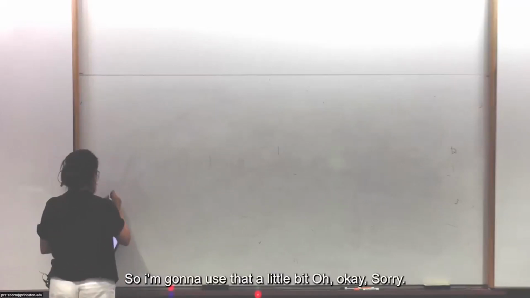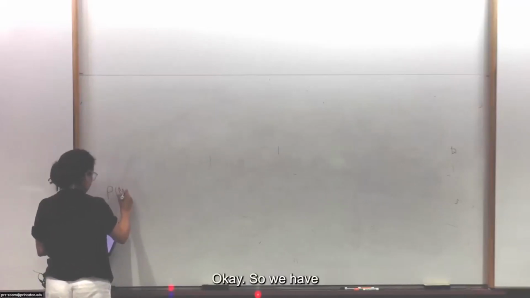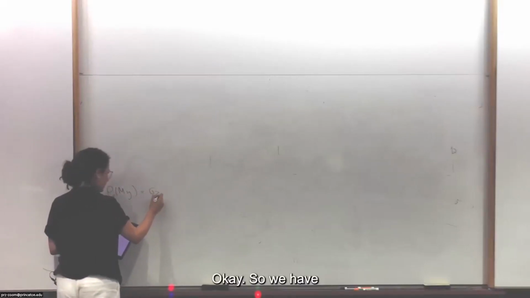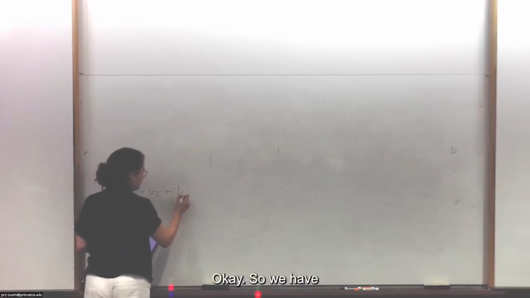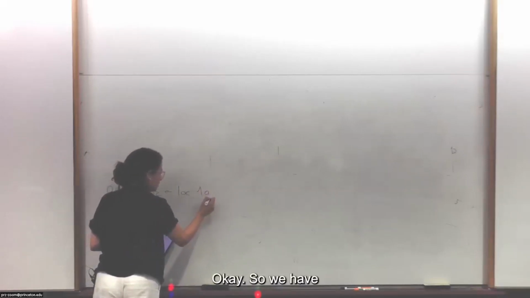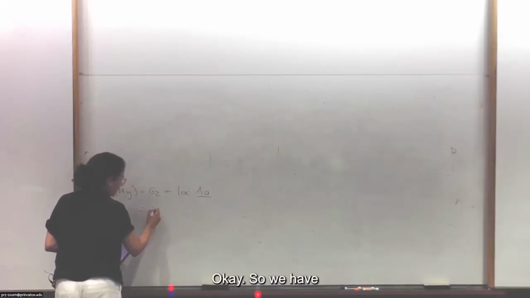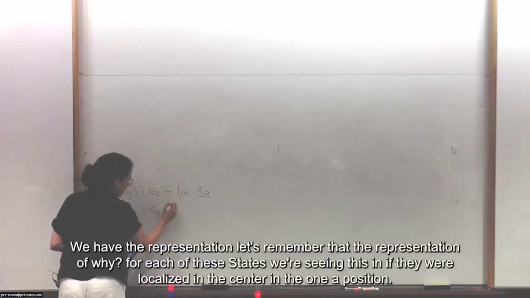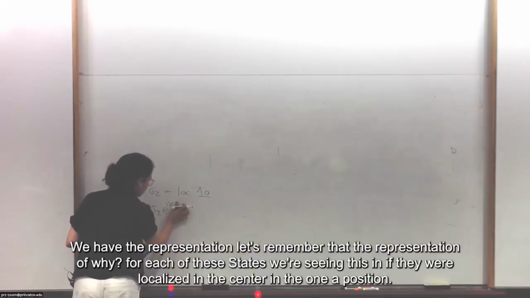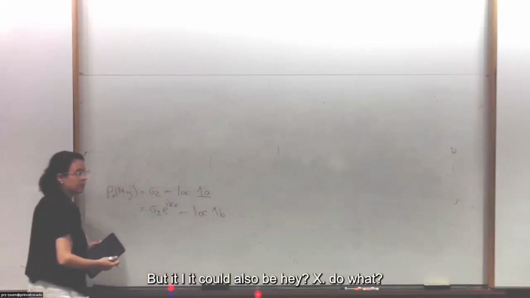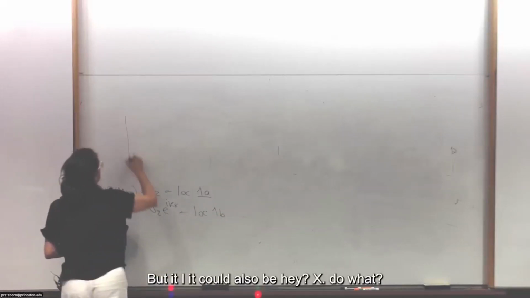the representation. Let me remember that the representation of y for each of these states was sigma z if they were localized in the center, in the 1A position. But it could also be sigma z e to the i kx, ky, kx, if they were localized somewhere else, like in the 1B position. How do you see that?